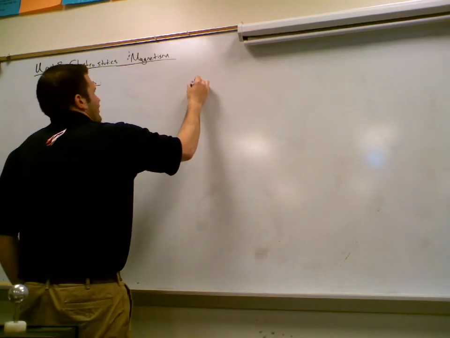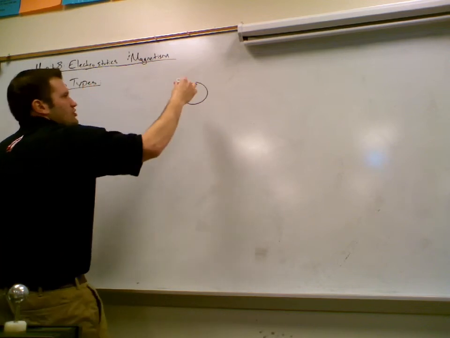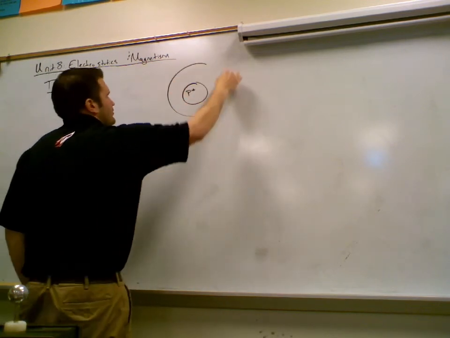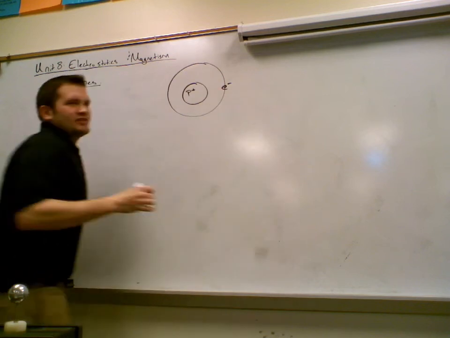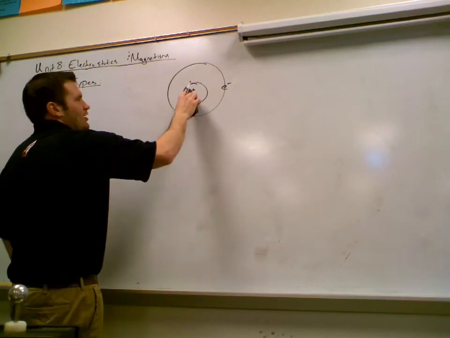An atom has protons in the middle along with neutrons, and electrons around the outside. Okay. So that's essentially an atom, right? What atom is this? Hydrogen, because we have one proton and one electron, right?